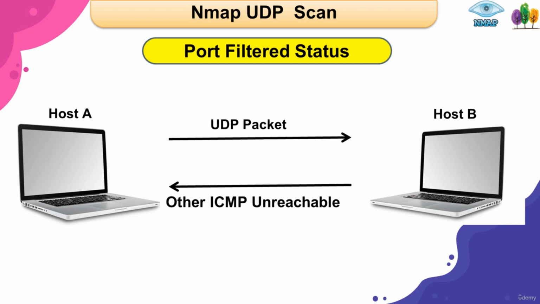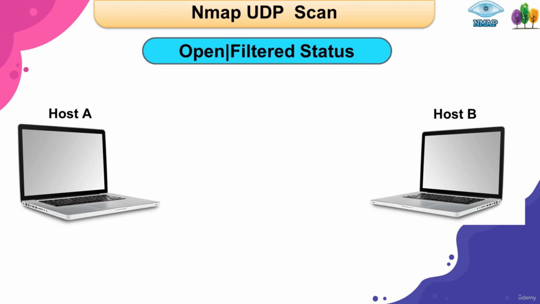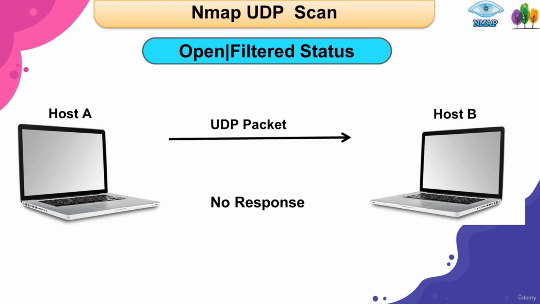Open filtered condition. Nmap sends a UDP packet to the target system, and if there's no response from the target system for a certain period, Nmap accepts this port as open filtered. So that just means it cannot decide whether the port is open or filtered. So now let's do a simple UDP scan.